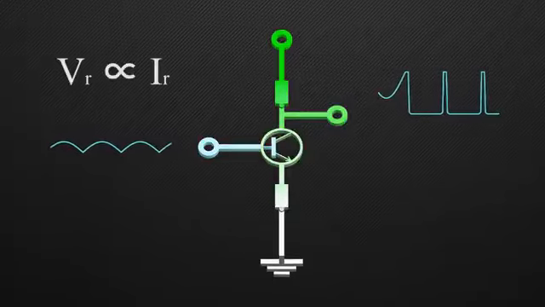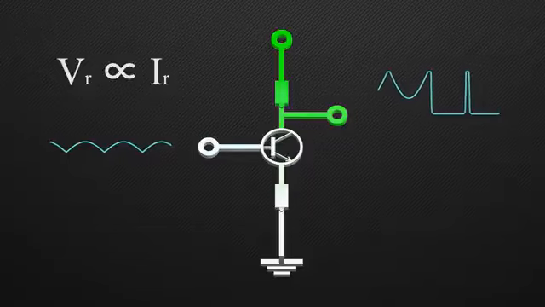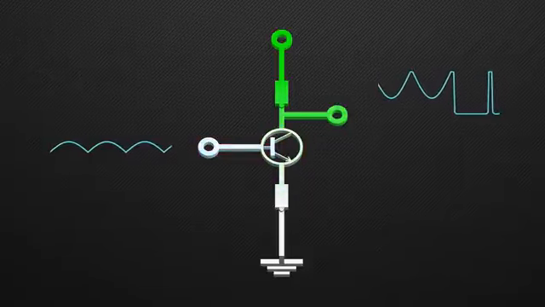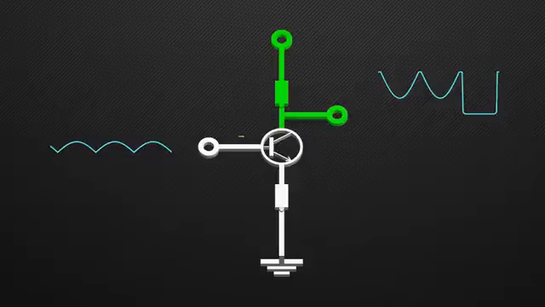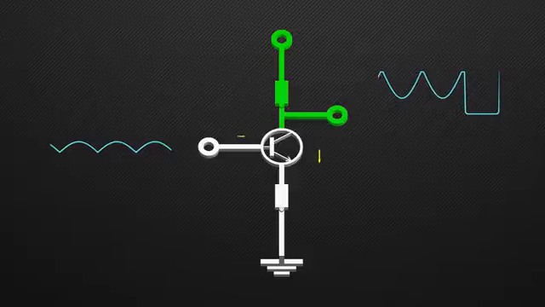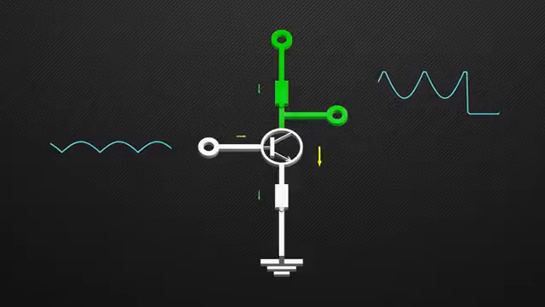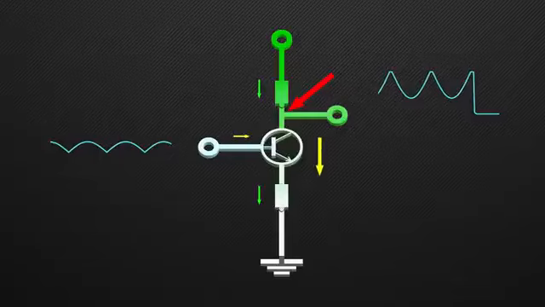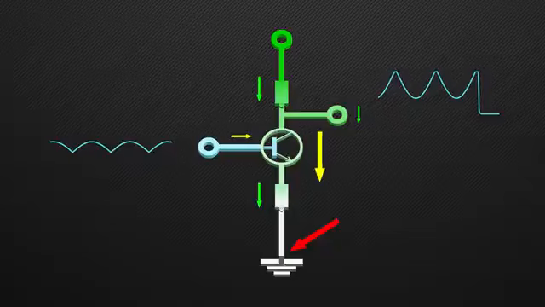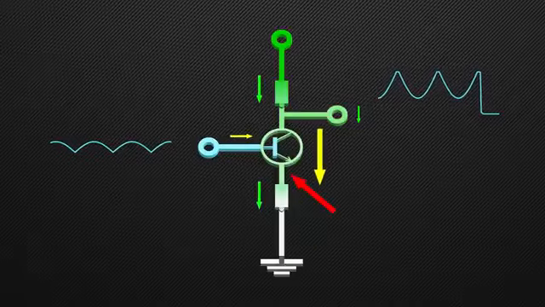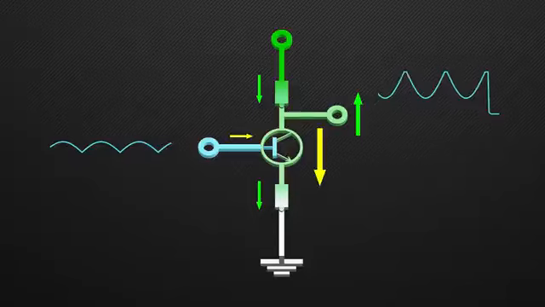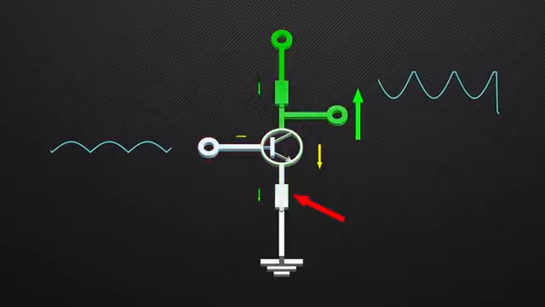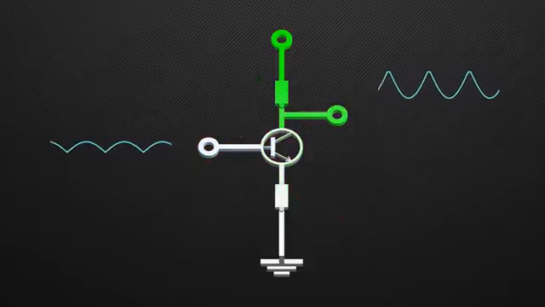As you know, the voltage drop across a resistor is directly proportional to the current flowing through it. Thus, when the base current increases, the collector current also increases. The increasing current increases the voltage drop across the resistors. Here, as the supply is fixed, the voltage at the other end falls. This drops the output voltage. And here, as the ground is fixed, the voltage at the other end rises, and this increases the output voltage.